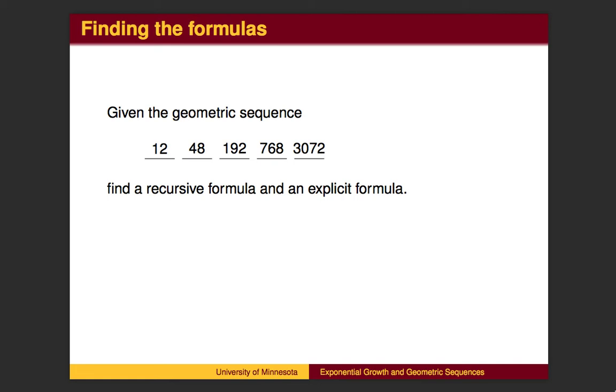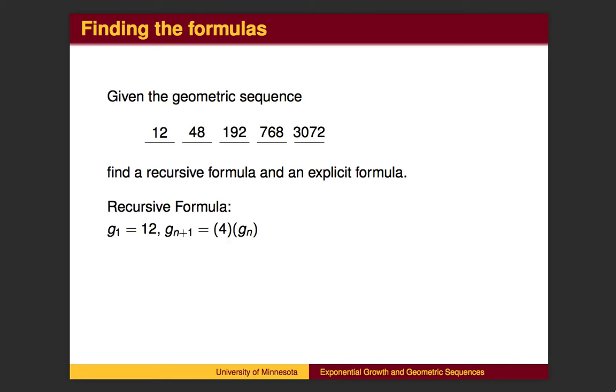For a geometric sequence, the recursion will be multiplying, so we need to find the common ratio. We can take any two consecutive terms and divide. In this case, we see each term is 4 times the previous term, so the recursive step will be to multiply by 4. Specifically, g sub 1 equals 12, and the next term, g sub n plus 1, equals 4 times g sub n.